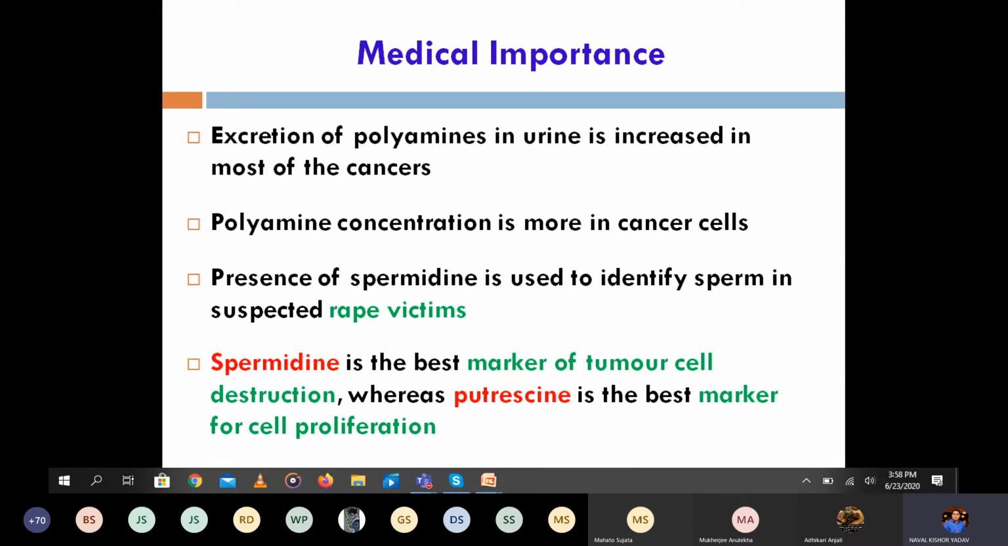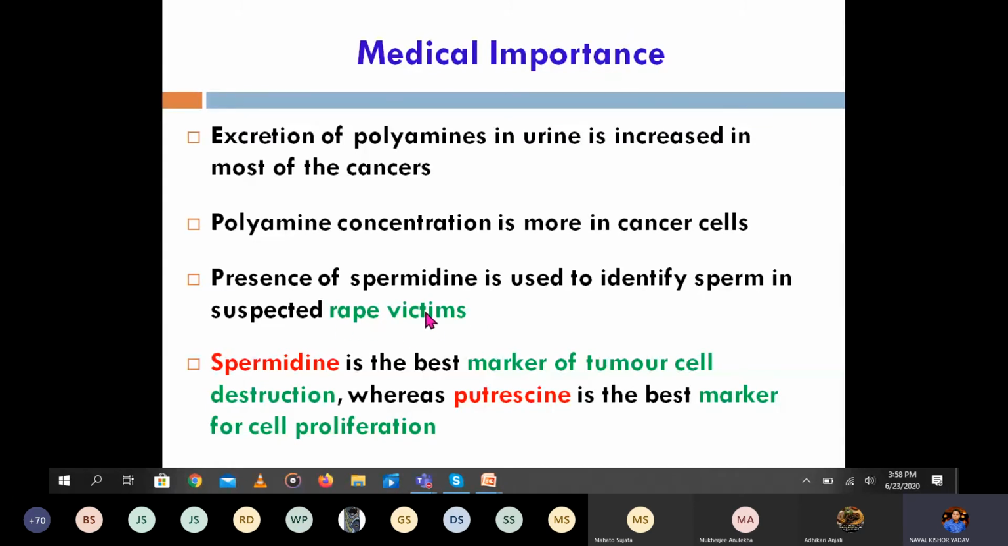It stimulates the biosynthesis of proteins and nucleic acids, and is required for cell growth and cell division. So these are a few functions. If you want to culture mammalian cells and bacterial cells, these polyamines act as growth factors. They are required as growth factors for culturing mammalian and bacterial cells.